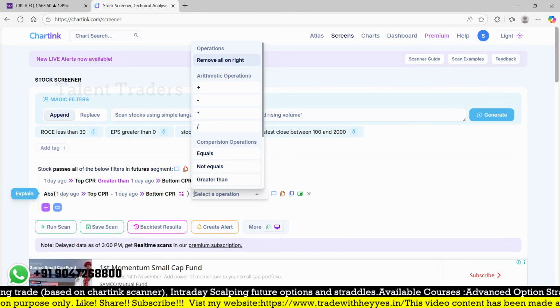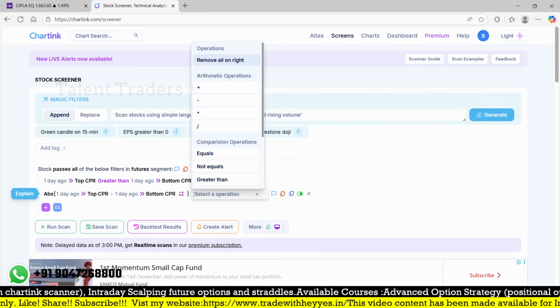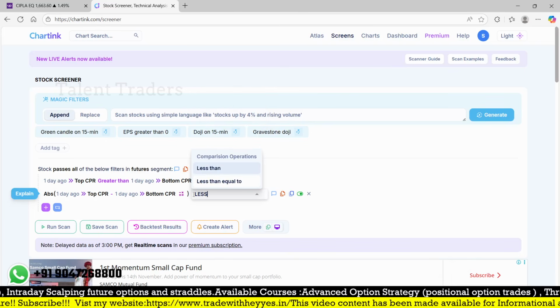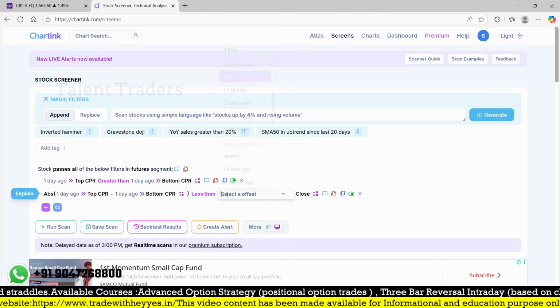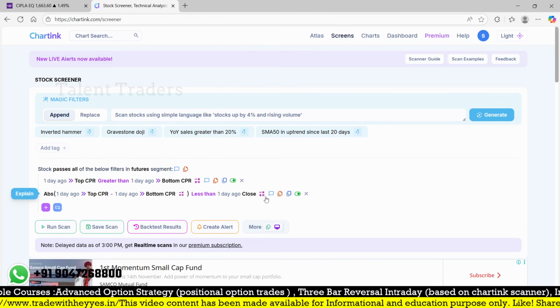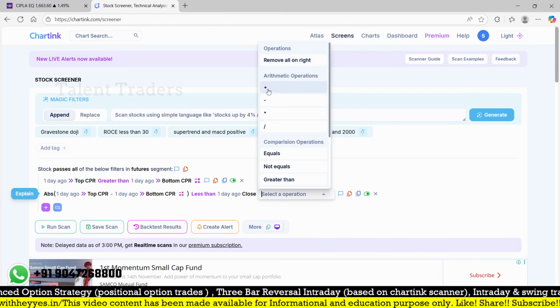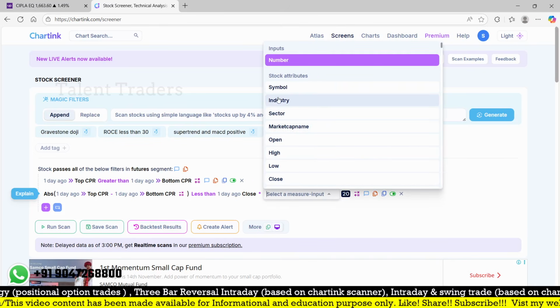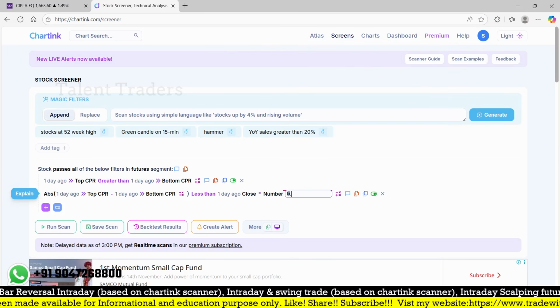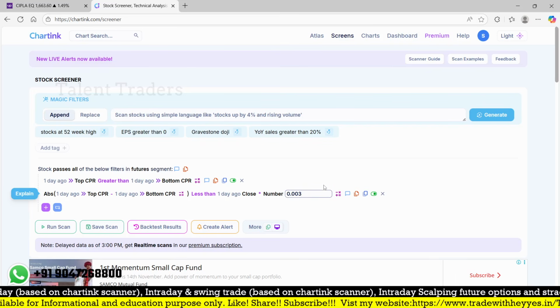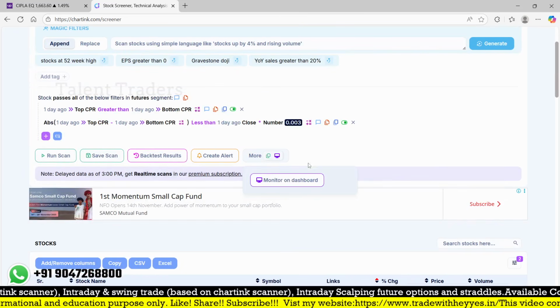If you are adding a higher value of TC and a lower value, you will be getting some value. It must be less than. So you can use the close of 1 day ago. Into number. So this is what adjustment we used. 0.003. So let me check if any stock we are able to find.